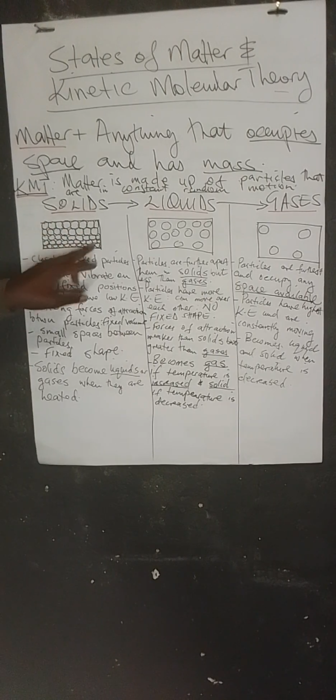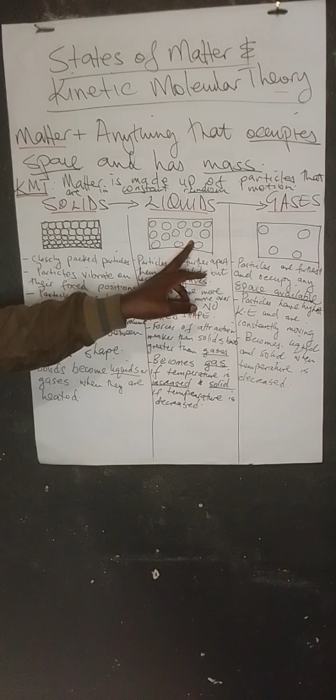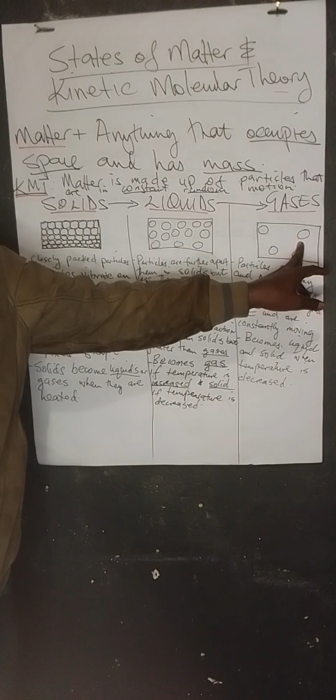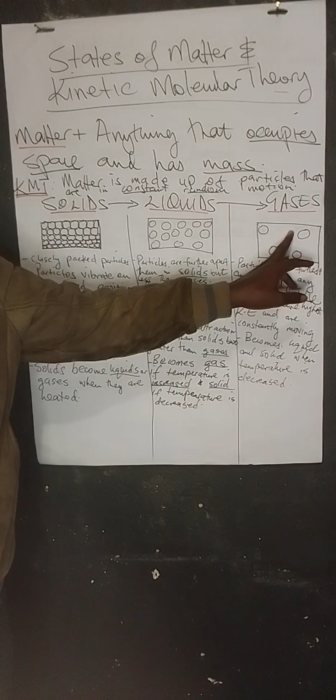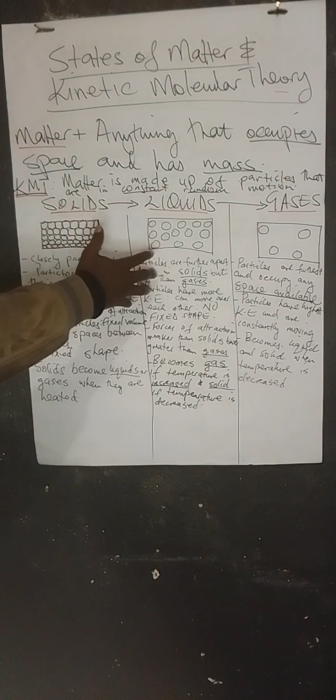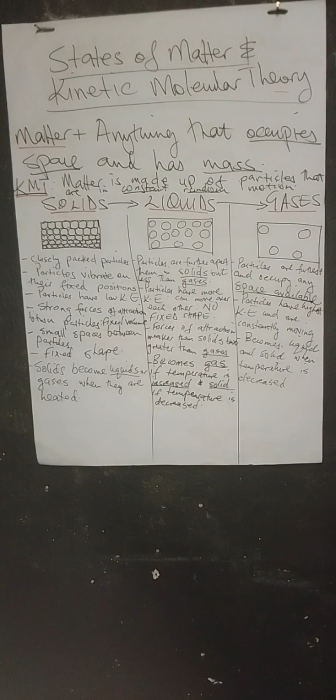As you can see from my diagram, the particles are very close. They've got very small spaces between them as compared to the particles in the liquid. But the particles in the liquid are closer than those in the gases. The particles in the gases have got the biggest spaces between them, and they occupy any space that is available to them. So the liquid particles are much further than the solid but closer than the gas, and the liquid particles have weaker forces of attraction than the solid.